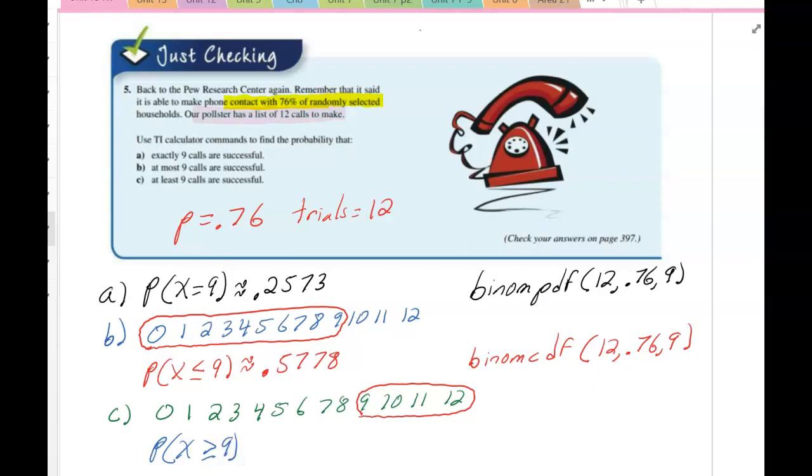If you remember from the last video, your calculator will do 0 to 8, and then we have to do 1 minus that. So we will need to type in our calculator binomial CDF 12, .76, 8. But because we want 9, 10, 11, and 12, we need to do 1 minus that value. So doing that on your calculator, you will get approximately 0.6796. I hope you found this video helpful on calculating binomial probabilities.